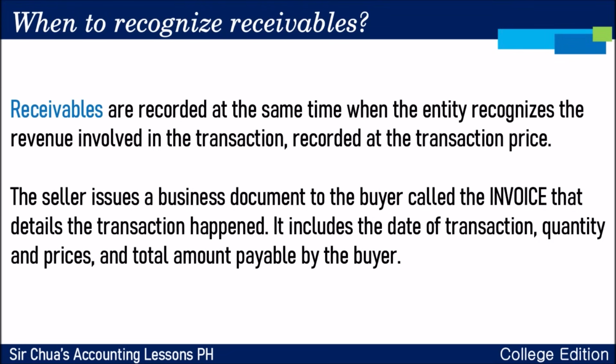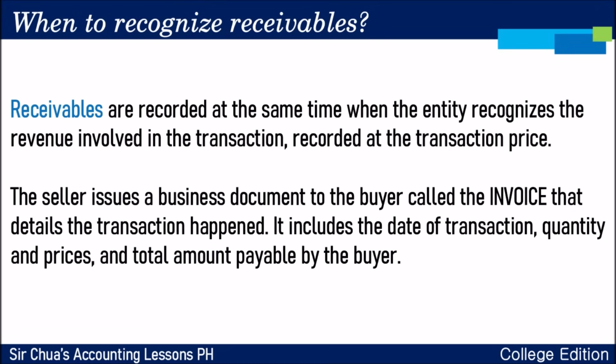Now, what is the basis of the company for that transaction price? We have a business document that we give to the buyer, which is called the invoice. Okay? The invoice has the details of what has happened, the date of the transaction, the quantity and the prices of the goods that were purchased by the buyer, and the total amount payable by the buyer. Always remember that an amount payable by the buyer is something that is expected to be received by the company.